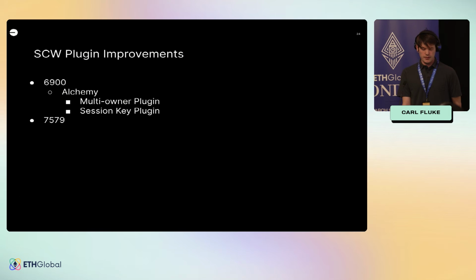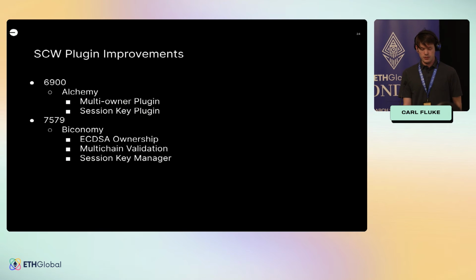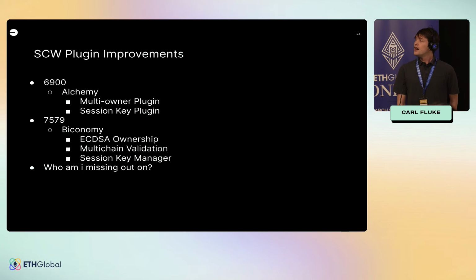Okay, there's also two big plugin architectures that are under debate. Alchemy is leading 6900. They have a couple plugins out there. Biconomy is doing the 7579. If you're hacking, we are interested in more people making plugins for smart contract wallets around security, around transaction maximums, auto swapping maybe, to where like I want this account to only have USDC in it, things like that at the smart contract level.